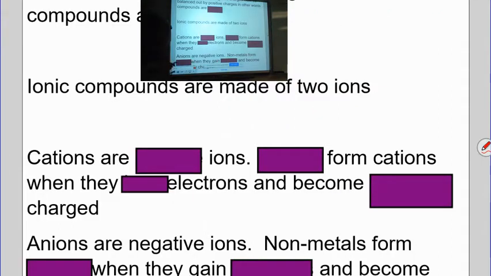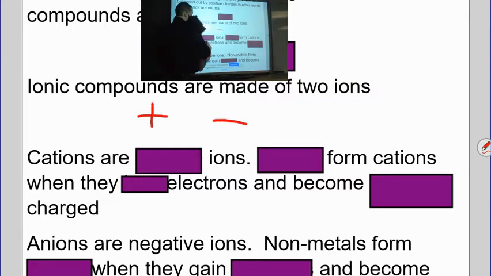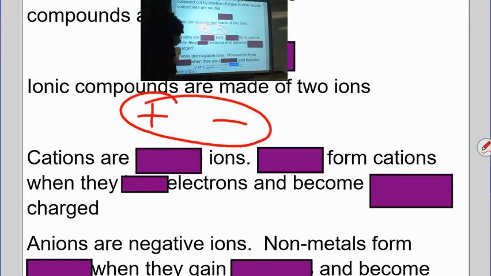In a compound, the negative charges must be balanced out by positive charges. In other words, if you're not negative and you're not positive, you are neutral. So that means no overall charge. Ionic compounds are made of 2 ions, positive ions and negative ions. That's what ionic compounds are made out of, when these 2 are attracted to each other.